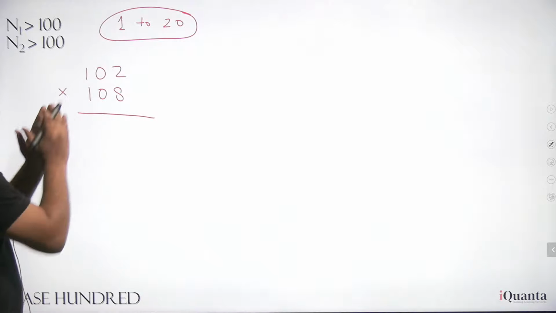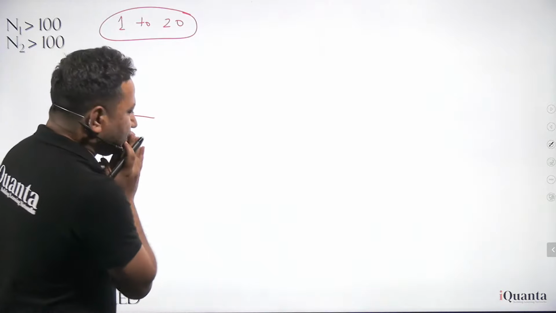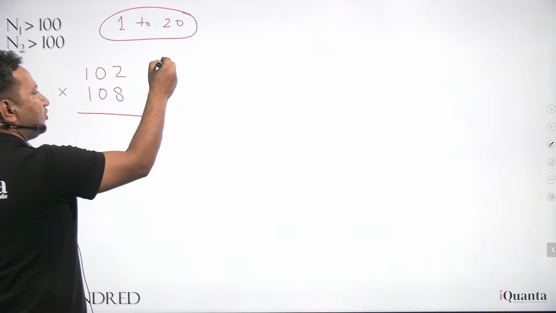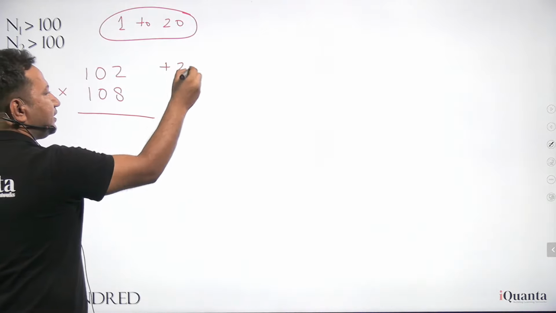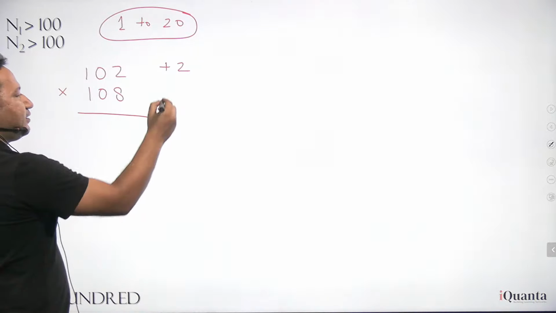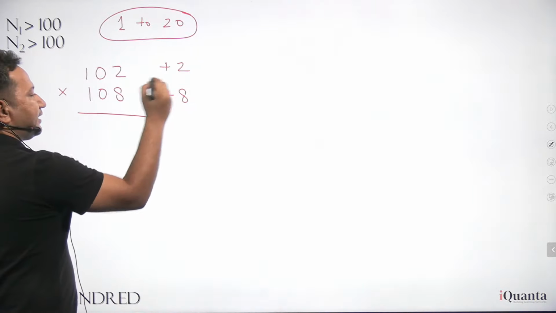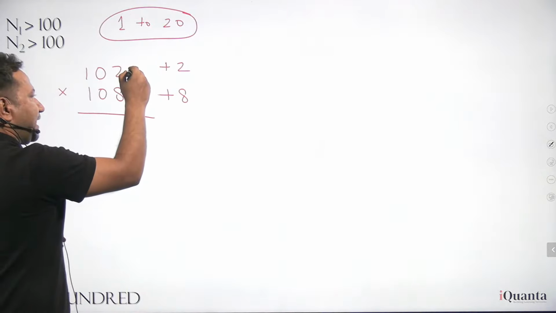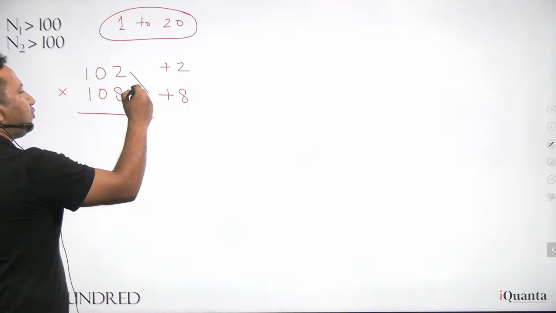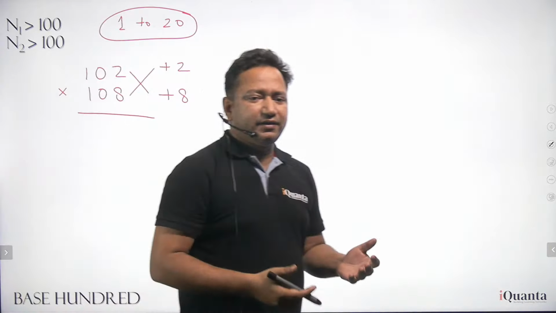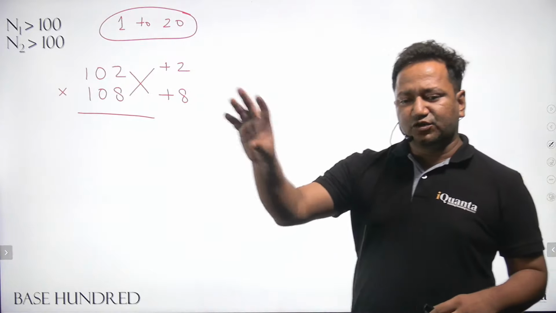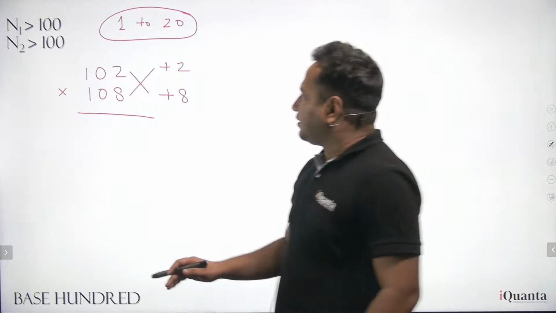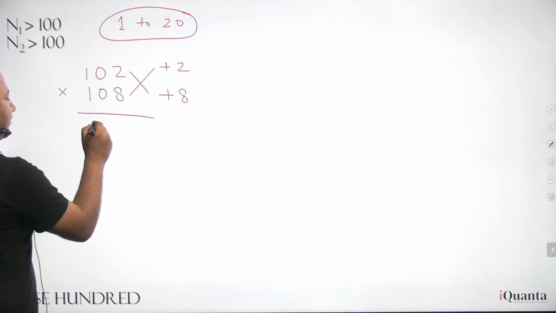The base of these two numbers is 100. All right? And how much more is 102 than 100? It's 2 more. So I'll write plus 2 on the right-hand side, and similarly, plus 8 on the right-hand side. Now, once I have done this, I'll be adding 8 to 102 or 2 to 108. It's the same thing. If you check it out, 102 plus 8 or 108 plus 2 will be the same. So it will always be the same. That comes out to be 110.